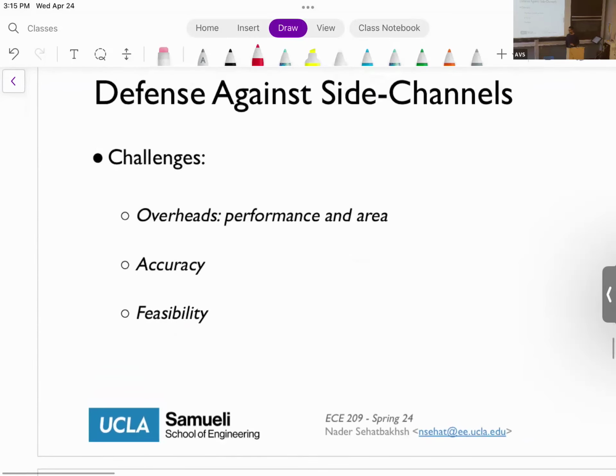Generally, the challenges in all of these defenses are threefold. There's the overhead that comes with all of these defenses, essentially the performance and area, the accuracy of the detection or prevention, and the feasibility of the approach, right? So whether or not this is possible to do. In some cases, it may not be possible. So when we're listening to the papers next week, pay attention to these differences and you will see how each one fares against the others.